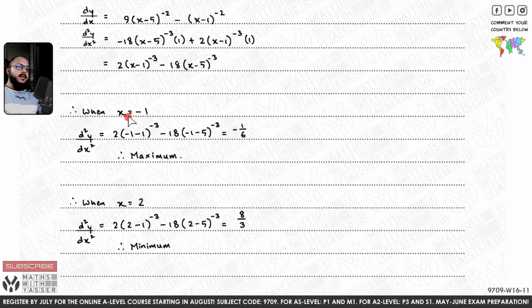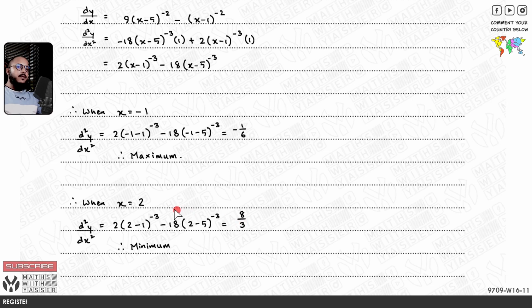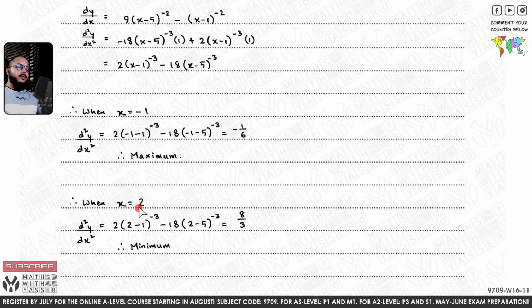Now let's substitute these two values. When we substitute x equals negative 1 into this equation, we get negative 1 over 6. Since this value is less than 0, the nature of the stationary point when x is negative 1 will be a maximum point. And when we substitute x equals 2, we get positive 8 over 3. That means the nature of the stationary point when x equals 2 is a minimum point.